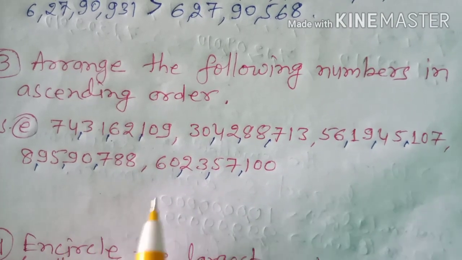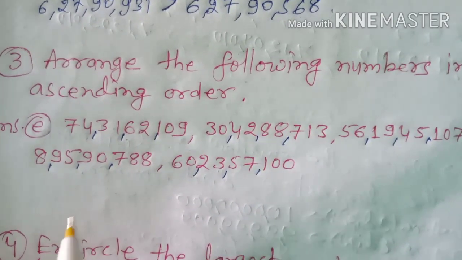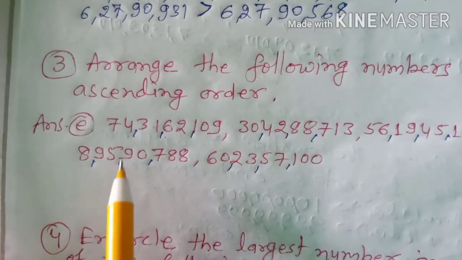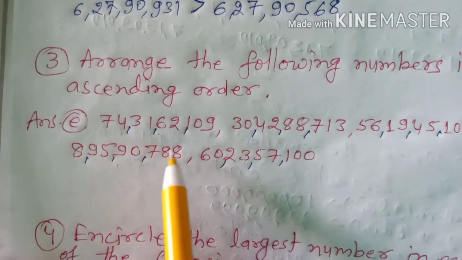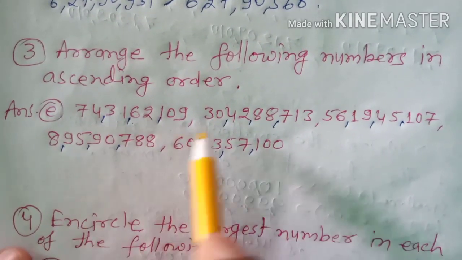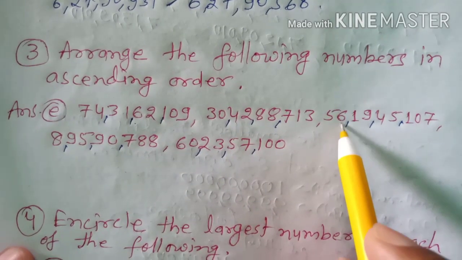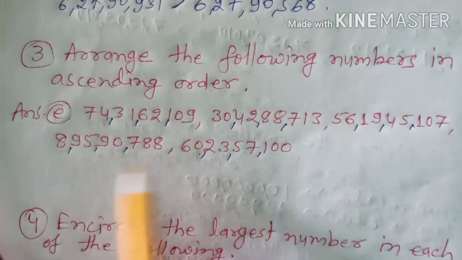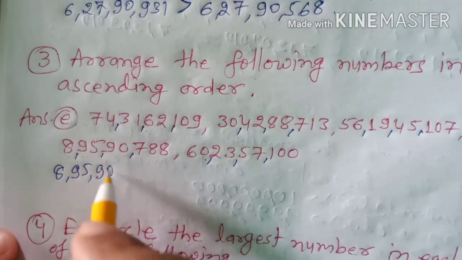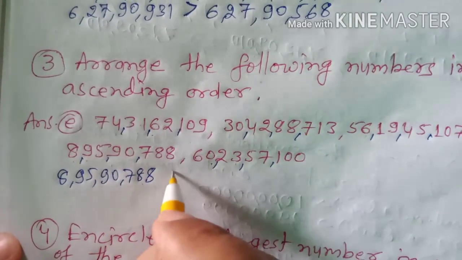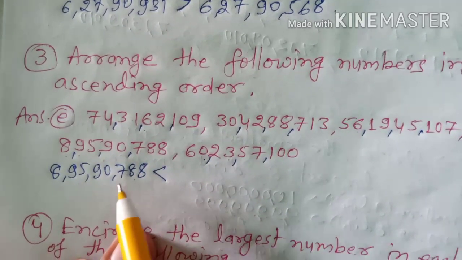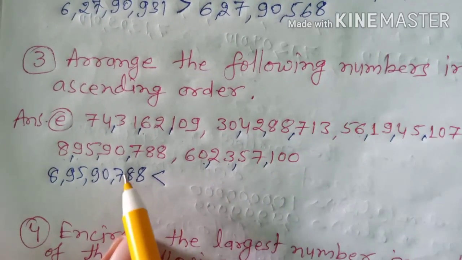So we have to set the lesser number first, the least among all the numbers, which is extremely small in these numerals. So see, here is 74 crore, here is 30 crore, here is 56 crore, here is only 8 crore, here is 60 crore. So this number is the lesser among all numbers. So we will put this number first, and in ascending order we have to set this less than sign. And now compare to find which is the greater number.